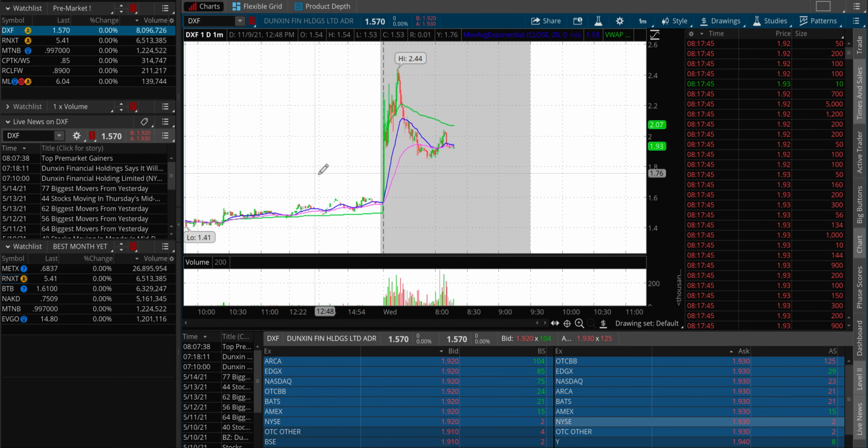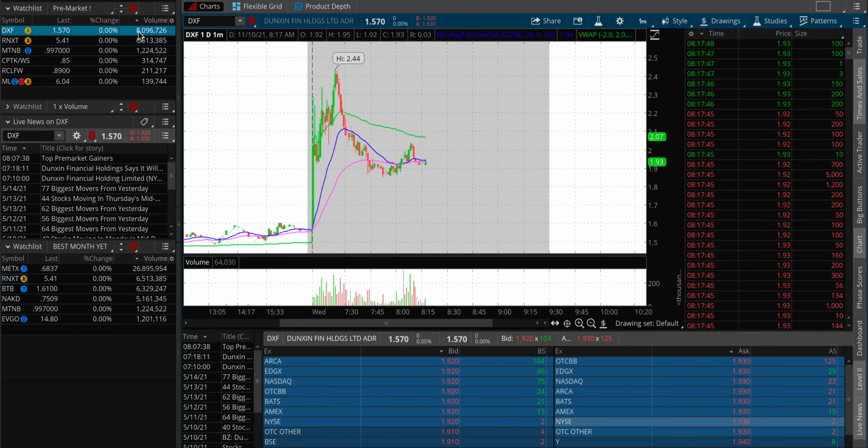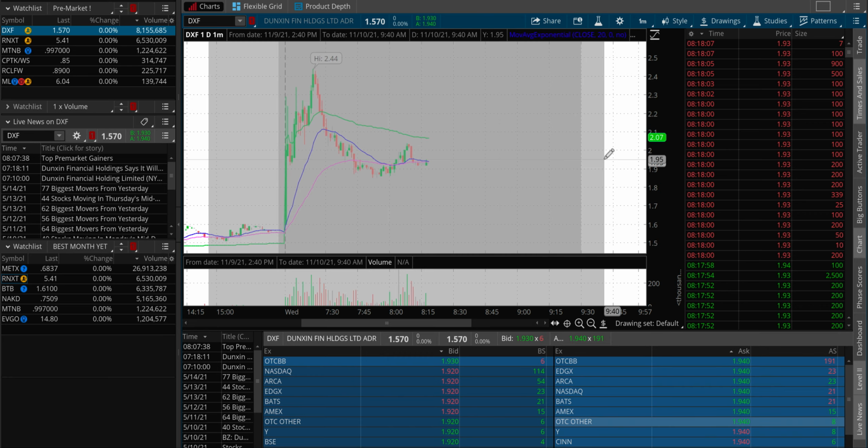Our scanner specifically scans for gappers, which are stocks that are set to open higher than the closing price of the previous day, have increased average relative volume, meaning the volume today is higher than a regular trading day, have low float, and high short interest. That's what we scan for.